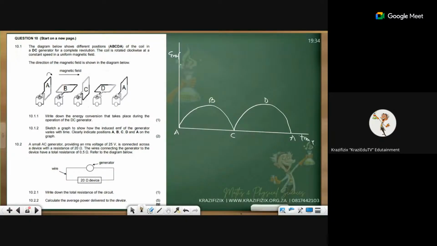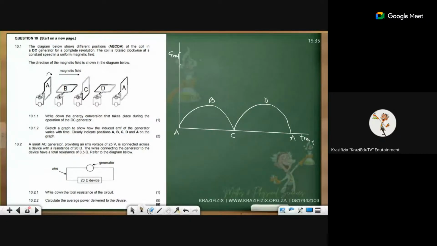Okay, let's begin. Look at this, and I'll go and look at that 7 marks question on work and vertical projectile motion, just to clarify something there. A small AC generator providing an RMS voltage of 25 volts is connected across a resistance of what? 20 ohms. There's something lovely in this question. The wires connecting the generator to a device have a total resistance of what? Do you know in circuits they tell you to ignore the resistance of the wire, but now they're telling us the wire has what? A resistance of 0.5.